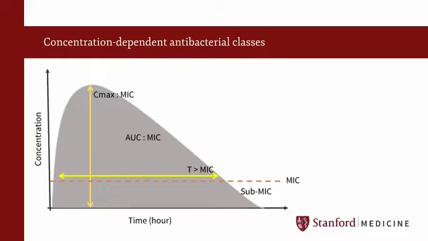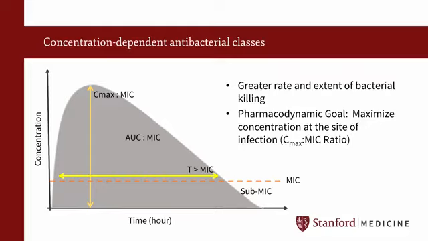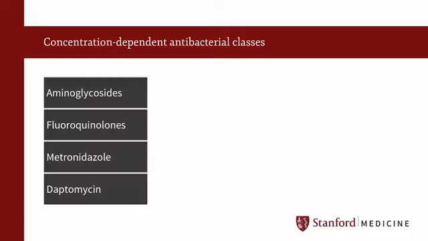For concentration-dependent antibiotics, the goal of this pattern of activity is to maximize the concentration and obtain the highest possible antimicrobial concentration at the site of infection, because higher drug concentration results in a greater rate and extent of microbial killing. The major pharmacodynamic parameter that correlates with clinical and bacteriologic efficacy of these drugs is peak drug concentration to MIC ratio. Antimicrobial classes that exhibit this pattern of antimicrobial activity include aminoglycosides, fluoroquinolones, daptomycin, and metronidazole.